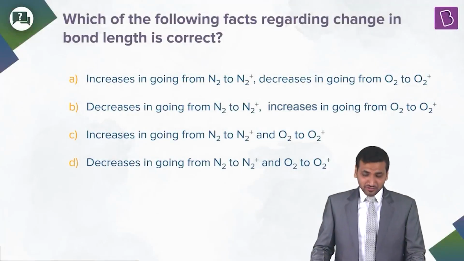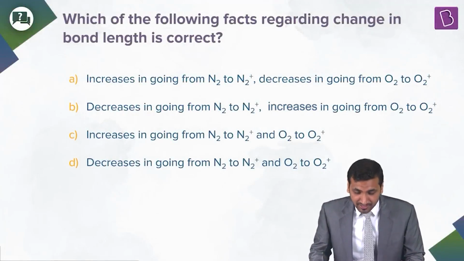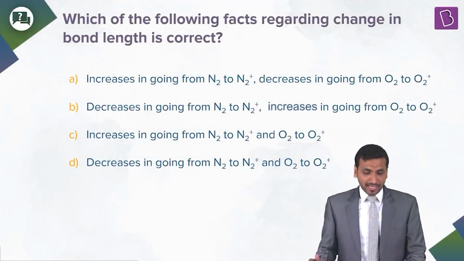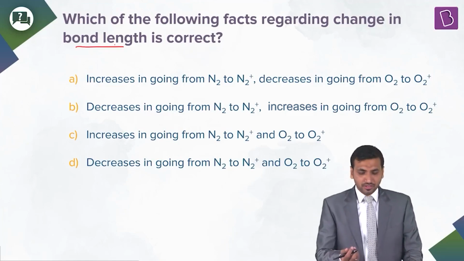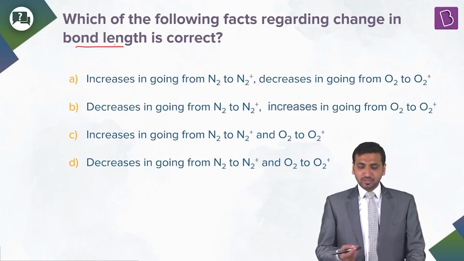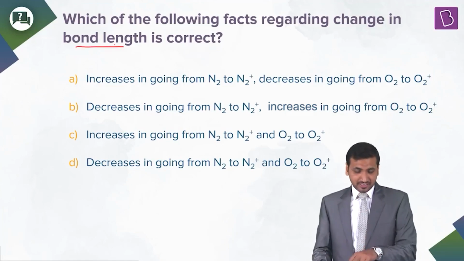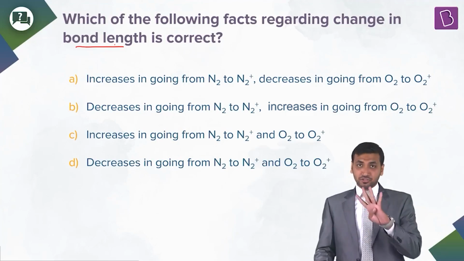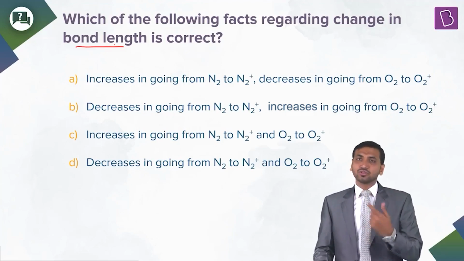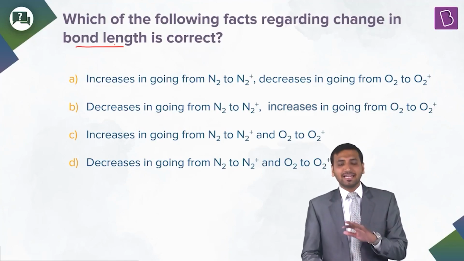So we have a question from molecular orbital theory. Let's see the question first. Which of the following facts regarding change in bond length is correct? Fine. And you have 4 options. Increases in going from N2 to N2 plus, decreases in going from O2 to O2 plus. Decreases, increases, and decreases. Okay. So basically you have 4 species, that is N2, N2 plus, O2 and O2 plus. And you have to find out the increase or decrease in bond length.